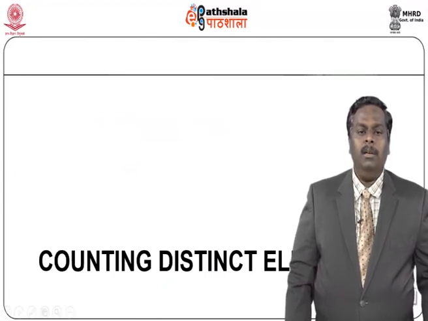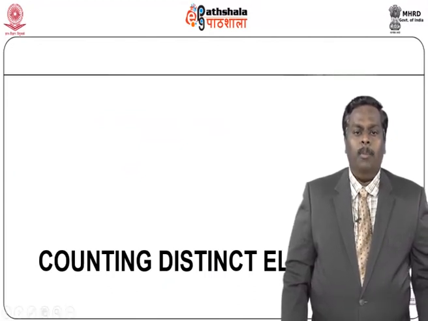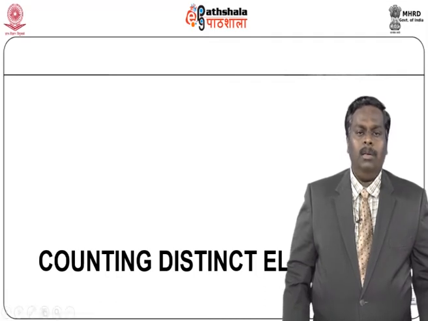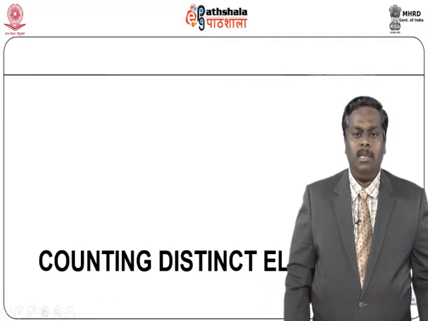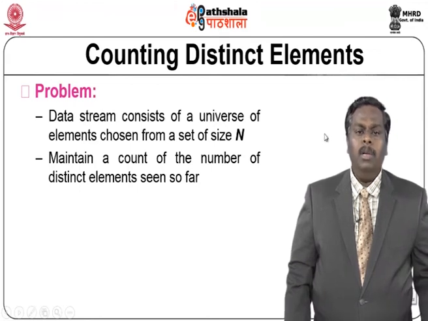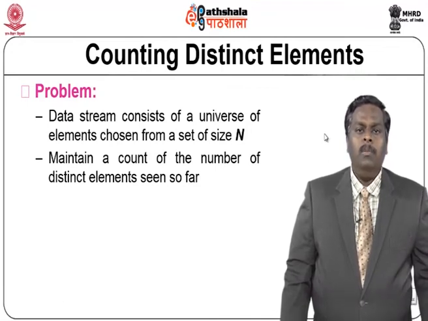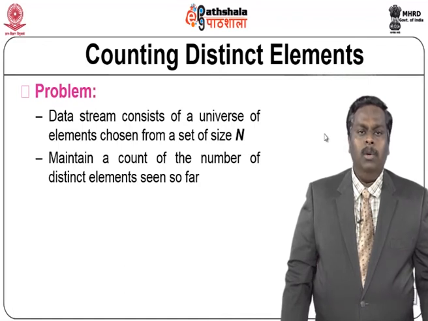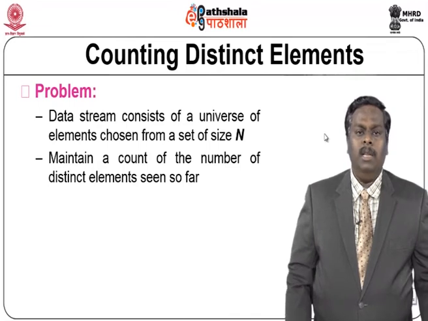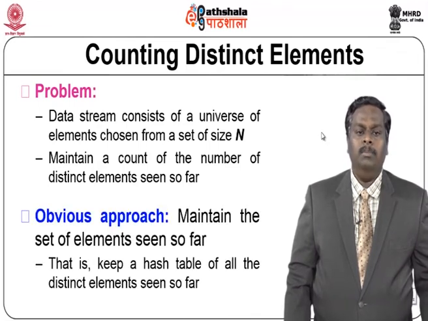The second important algorithm or approach that may be applied on data streams is counting distinct elements. Counting distinct elements is a problem scenario where you assume you have a data stream that consists of a universe of elements chosen from a set whose size is n. Now, you have to maintain a count, which is a number indicating the number of distinct elements seen so far from the data stream.